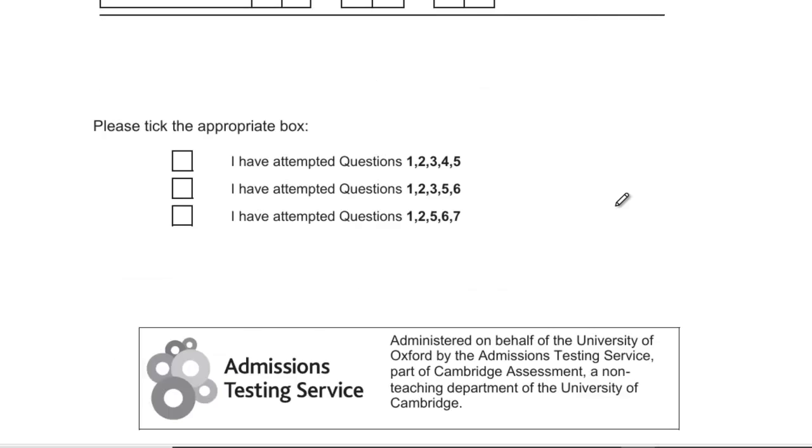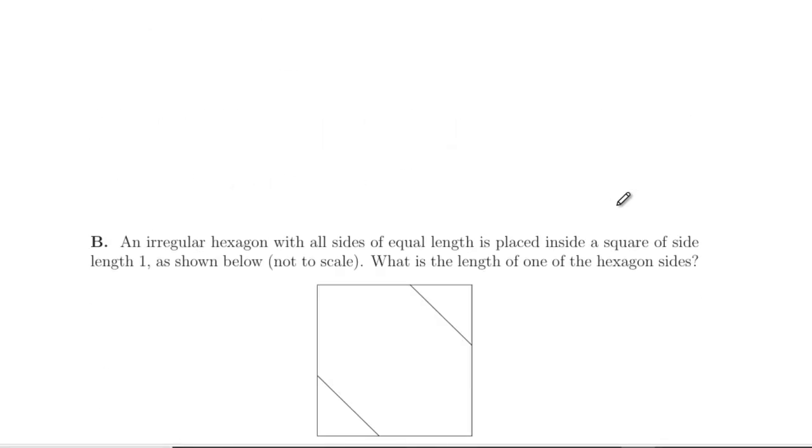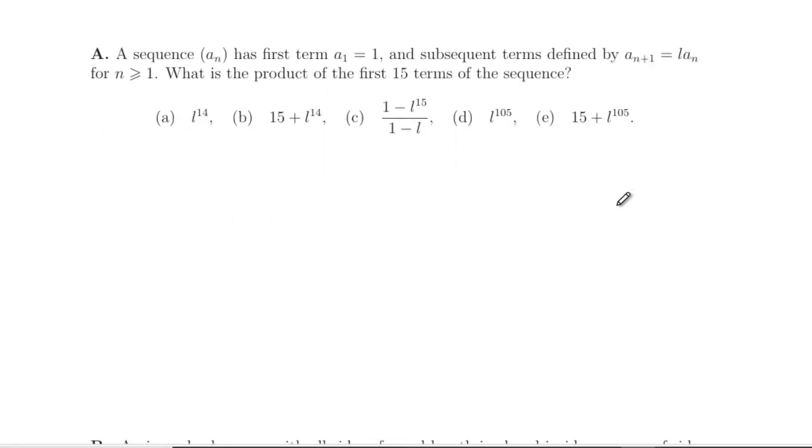So we're moving down to the multiple choice questions. Question A: sequence a_n has first term 1, and subsequent terms are defined by this for n greater than or equal to 1. What's the product of the first 15 terms? Let's get some terms down then. So a_1 is 1, a_2, what are we doing? Oh, we're multiplying by L each time. So L squared, L cubed.